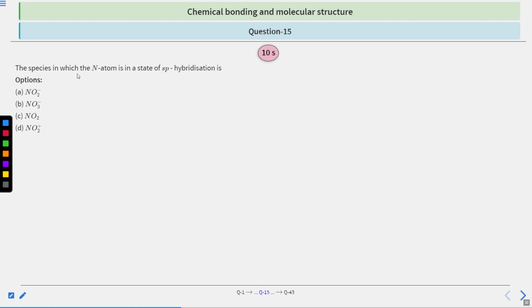The species in which the N atom is in a state of sp hybridization is. Options are NO2 minus, NO3 minus, NO2, NO2 plus. You have 10 seconds to solve this question. After that, we will see the answer.